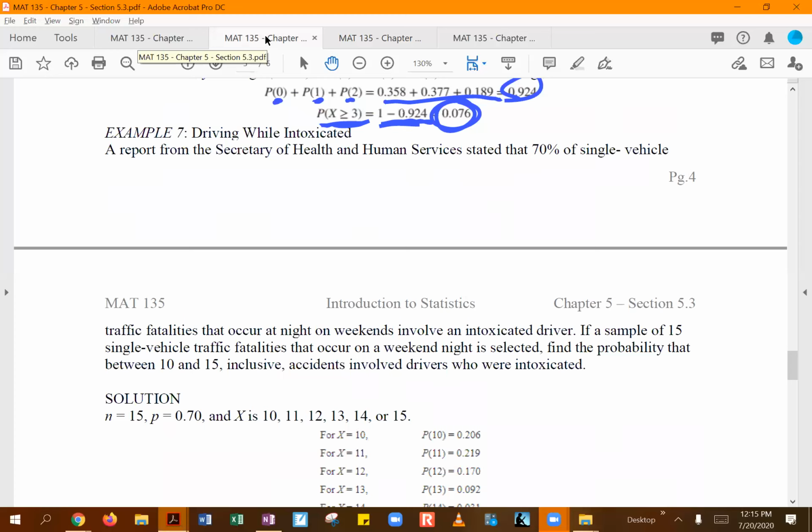This one is talking about a report from the Secretary of Health and Human Services that stated that 70% of single vehicle traffic fatalities occur at night on weekends involving an intoxicated driver. So if you have a sample of 15 single vehicle traffic fatalities and you're selecting these randomly, what's the probability that between 10 and 15 inclusive, which means you're including the endpoints of 10 and 15, the accidents involved a driver who was intoxicated?